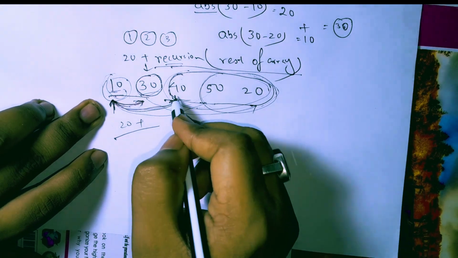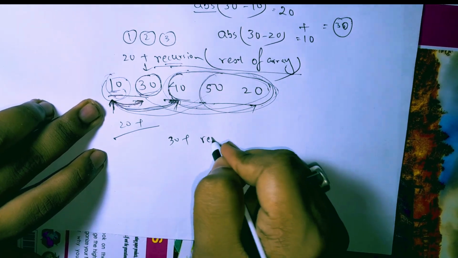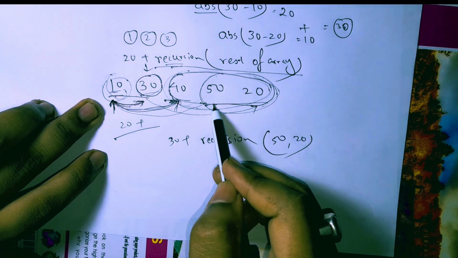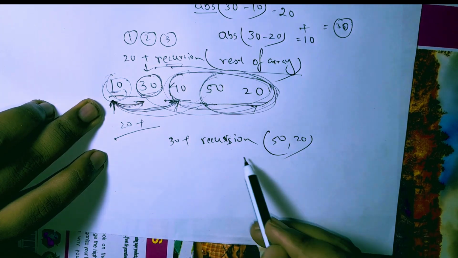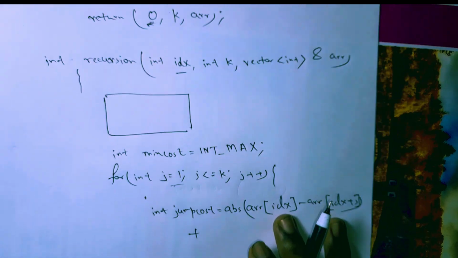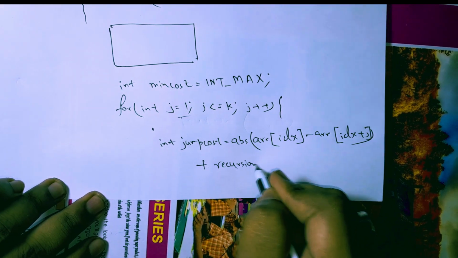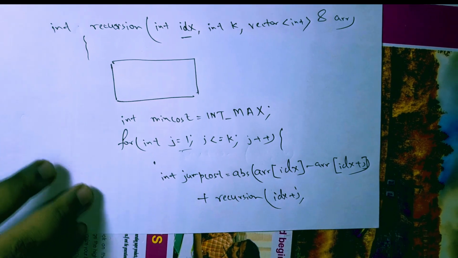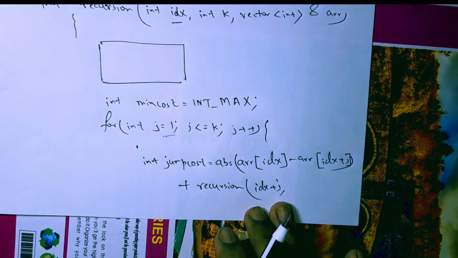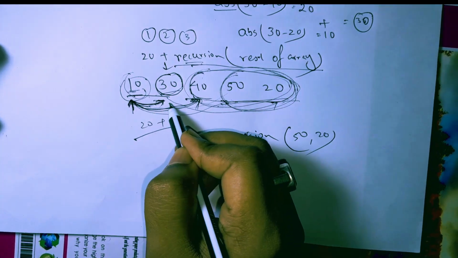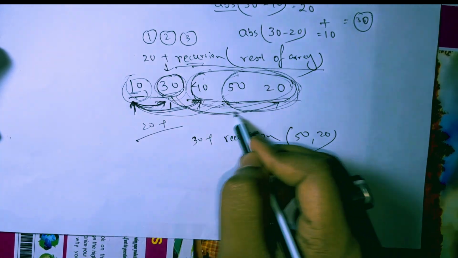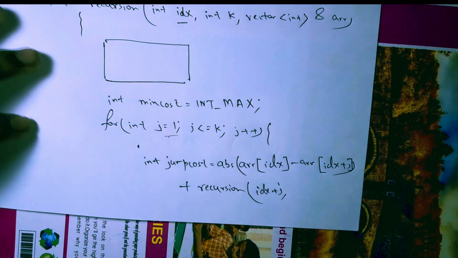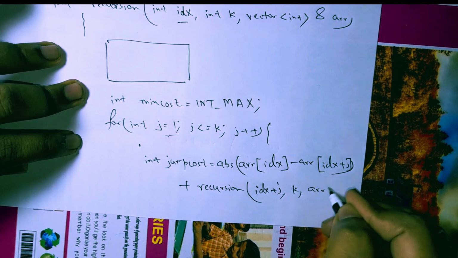Then again, here 40 minus 10 is 30, plus recursion of 50 comma 20. From the rest of this array I will ask it to please bring me the minimum cost. So I will call the recursion function, and the index will be index plus j. Obviously, suppose I have j equals 1, then from here it is a new problem. From here I have called the recursion, where recursion will solve the rest of the problem: index plus j comma k comma array.